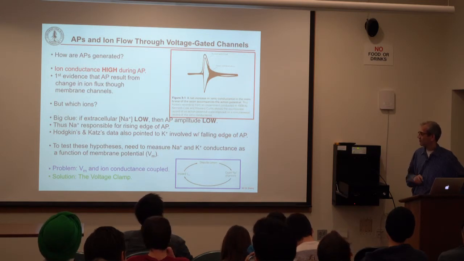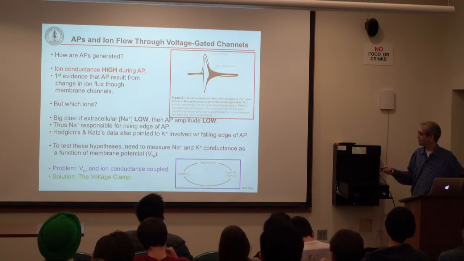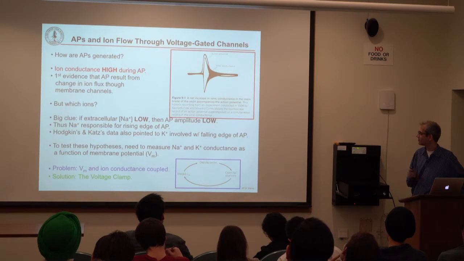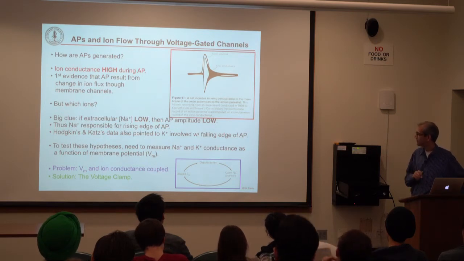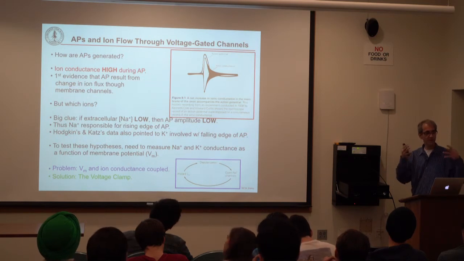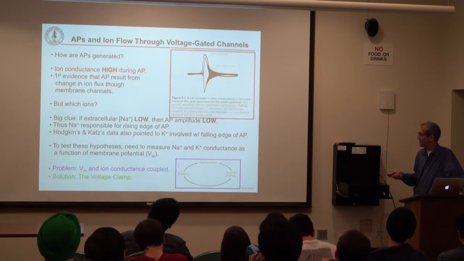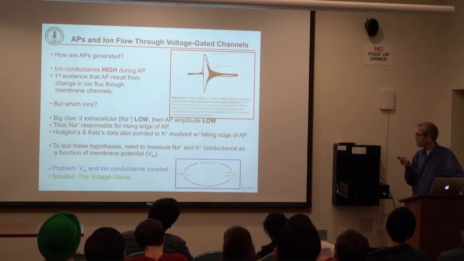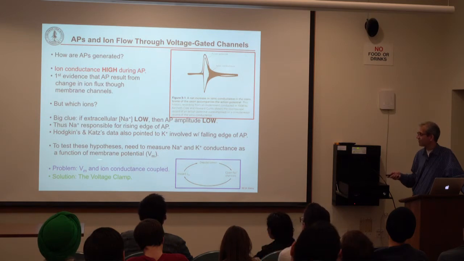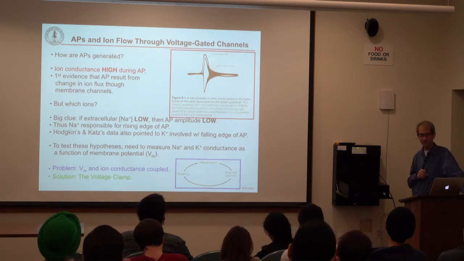And Hodgkin and Katz, a couple of famous scientists, their data pointed to potassium also being involved, but being involved with this falling edge here, okay? So these clues burbling up from the literature, from scientific meetings, people are trying to piece it together, okay? So to test these hypotheses, what you really need to do is to go in and measure the actual sodium and potassium conductance as a function of the membrane potential, okay?